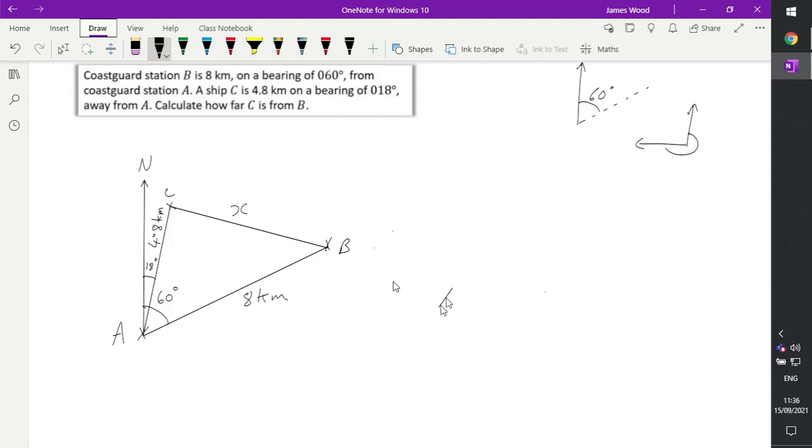So something like this. I've got A, B, C. This was X. This length was 4.8, and this length was 8. In terms of the angles, if this is 60 from the vertical, and this little bit is 18, then that means that this angle in here must be the difference between the two. So 60 minus 18, so what's that, 42 degrees. Okay, and now it's just a regular cosine problem.